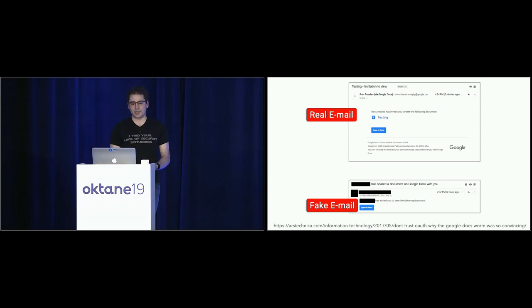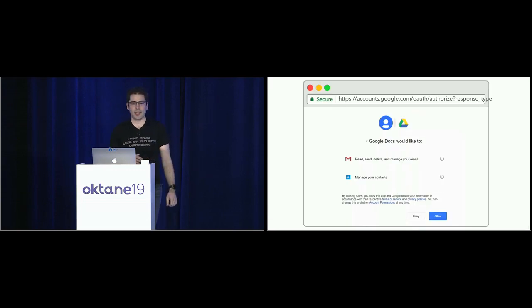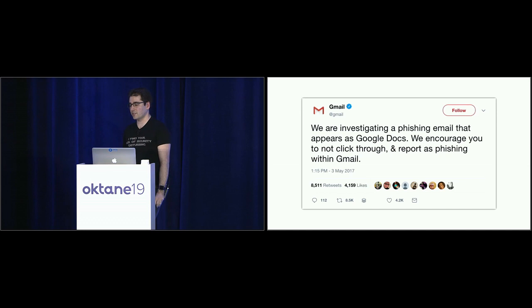So as soon as one person clicks that and sends the email, the next person is ready to click OK on this screen because they're expecting to see a Google Doc. And then it just spreads and spreads and spreads. And it happened so fast, within 40 minutes of it starting, Google tweeted this out. They were like, we're investigating this phishing email. It appears to be Google Docs. Don't click anything right now.